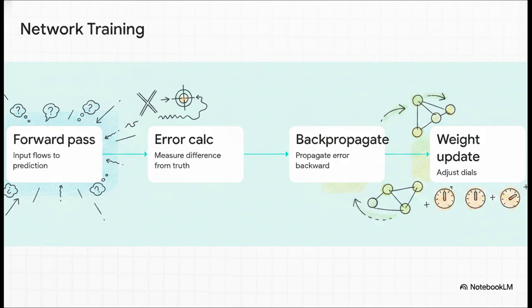Third, it uses this brilliant algorithm called backpropagation to send that error backwards through the network. And finally, step 4, it updates its weights. It slightly nudges those dials until the output gets closer and closer to being spot on.